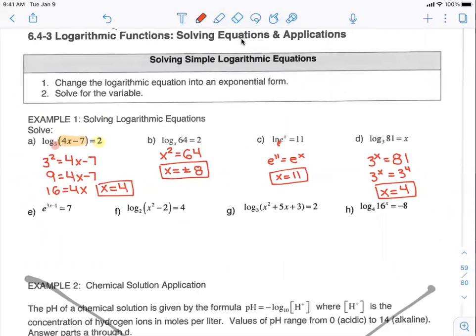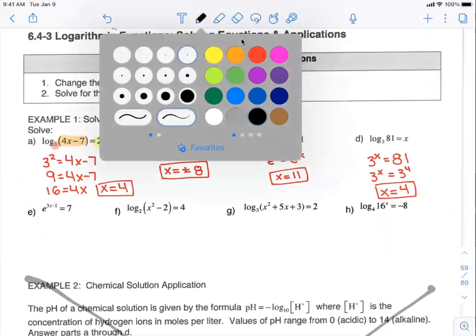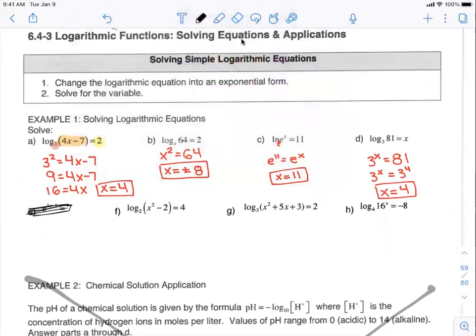We are going to skip this one for now. We're going to get to it later and learn how to solve this one. So right now, cross that one off. We're going to go ahead and take a look at F.